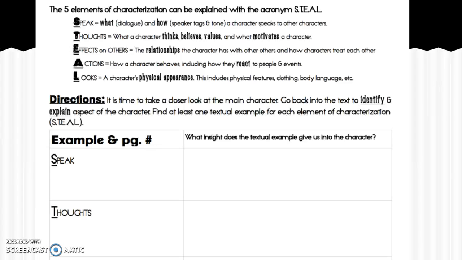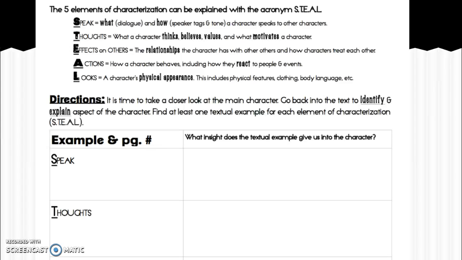So everyone follow along as we read the directions. It is time to take a closer look at the main character. Go back into the text of your short story to identify and explain aspects of the character. Find at least one textual example for each element of characterization, which is speaking, thoughts, effects on others, actions, and looks, or STEAL. So we're going to do a few here together.